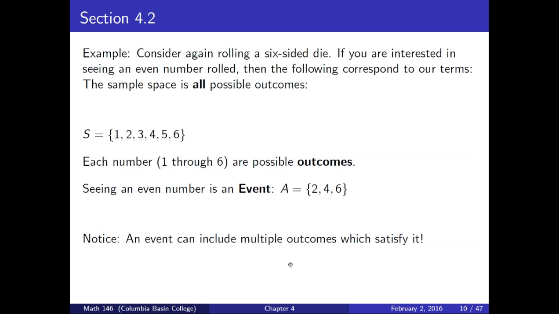So go back to the rolling of a six-sided die. If you're interested in seeing an even number rolled, then the following is how we would correspond to those terms we just outlined. S, the sample space, would be 1, 2, 3, 4, 5, 6, all the possibilities. Each number, 1 through 6, is a possible outcome. And then seeing an even number would be an event. So the event A would be 2, 4, 6. Notice that here we have an event, but it's satisfied by multiple outcomes.